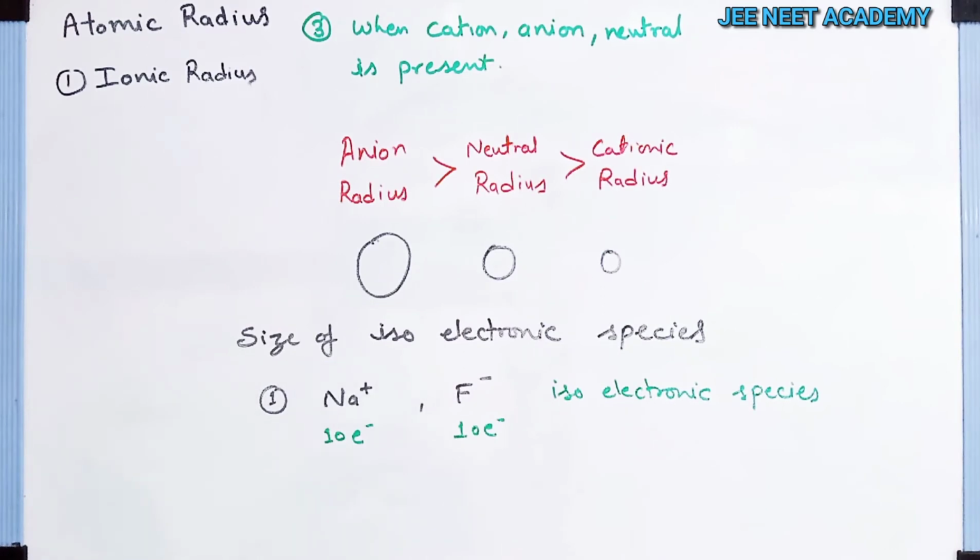Or one more case we can see, calcium plus 2 and chlorine minus. Here a neutral calcium atom will have 20 electrons, but right now it has the plus 2 charge, so 18 electrons will be there. And here 18 electrons, because chlorine has 17 electrons and this is Cl minus, so one more electron, 18 electrons only. This is also isoelectronic species.